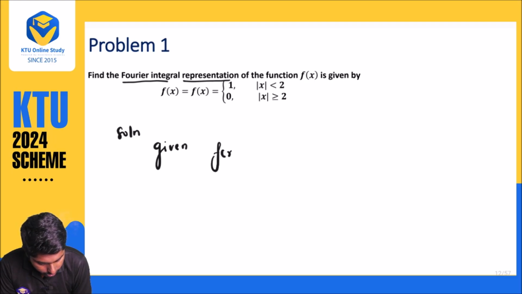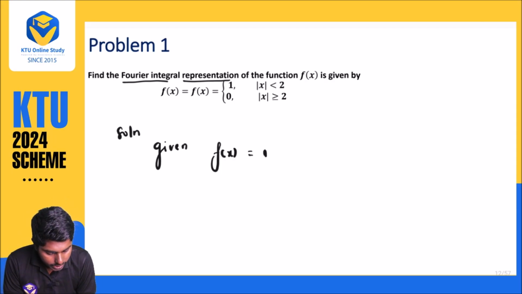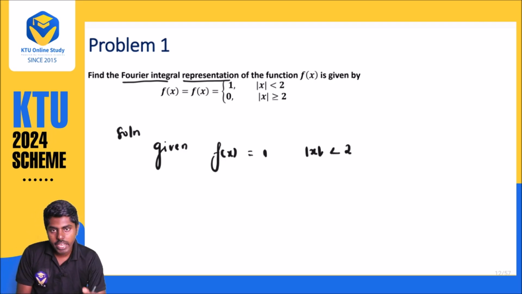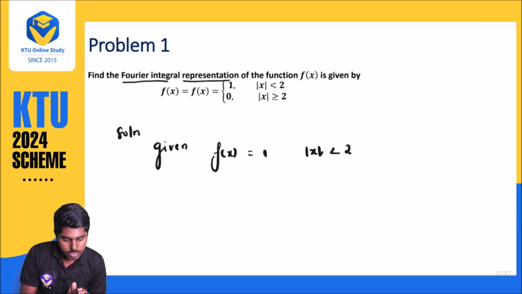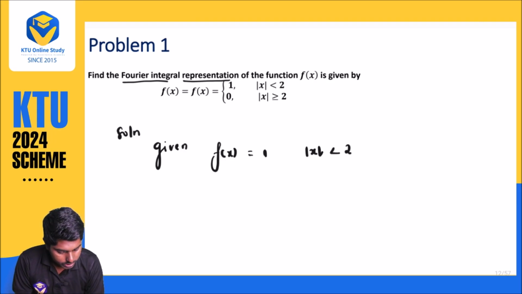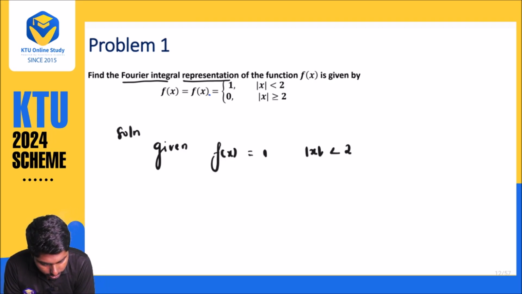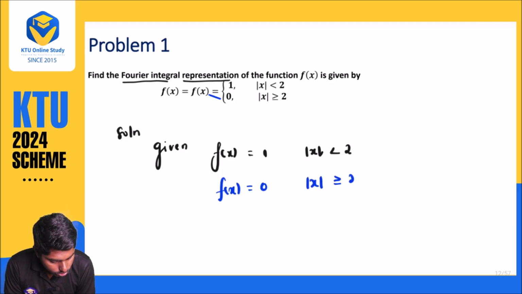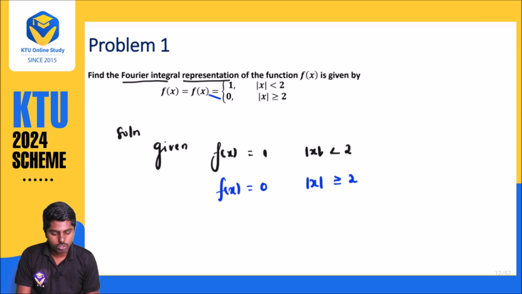They have given f of x is equal to 1 under the condition mod x is less than 2. This is the reason I taught you why mod x is very important. Mod x is less than 2, first condition. Second condition, f of x is equal to 0 when mod x is greater than or equal to 2. So this is the condition they have given.